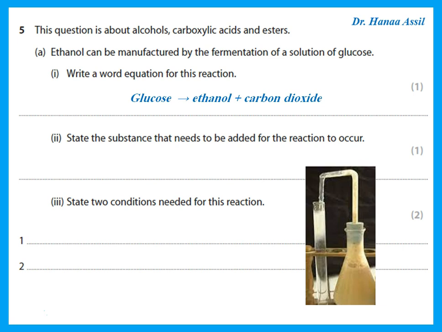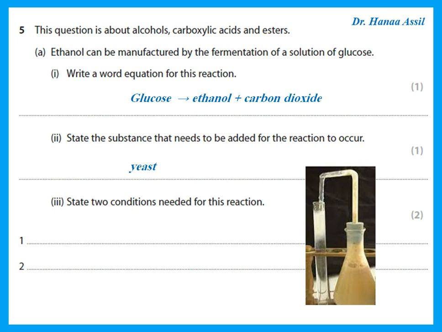Now, he wants a word equation. Please remember, if he asks for word, you need to give him a word equation. Then he says, state the substance that needs to be added for the reaction to occur. What do we add to glucose in order to do fermentation? Remember that we add yeast. So the yeast will break down the glucose to form ethanol, and carbon dioxide gas comes out. You know that the test for carbon dioxide gas is that if I pass it through lime water, the lime water becomes milky.